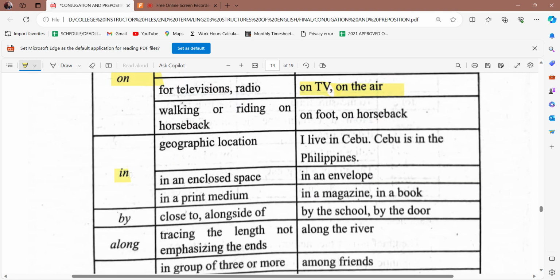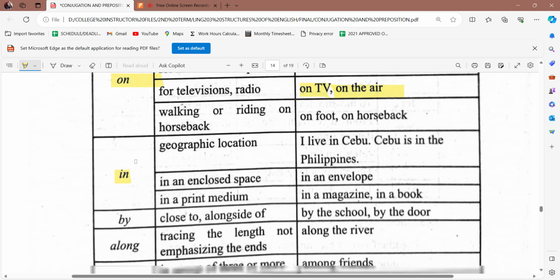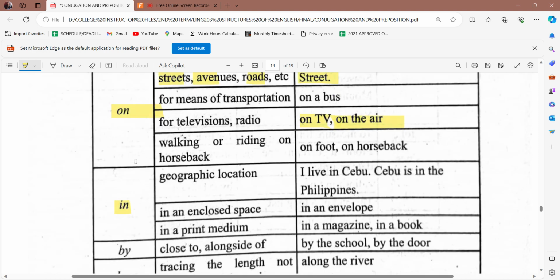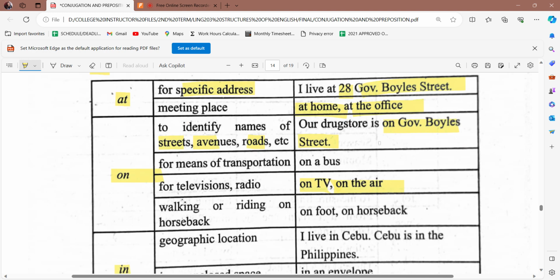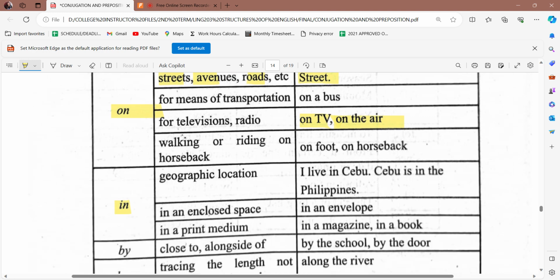While in tells us the geographic location. For example, I live in Cebu. Cebu is in the Philippines. I live in Butuan City. Take note that unlike at, which is specific, with a number and then a street, you can say, I live at 28 Governor Boyle Street, Butuan City. And on just indicates streets, avenues, and roads.